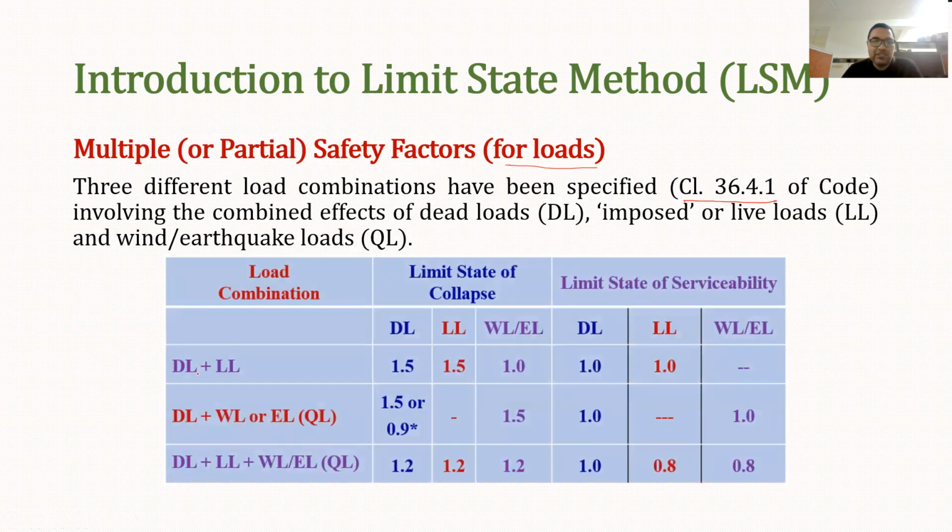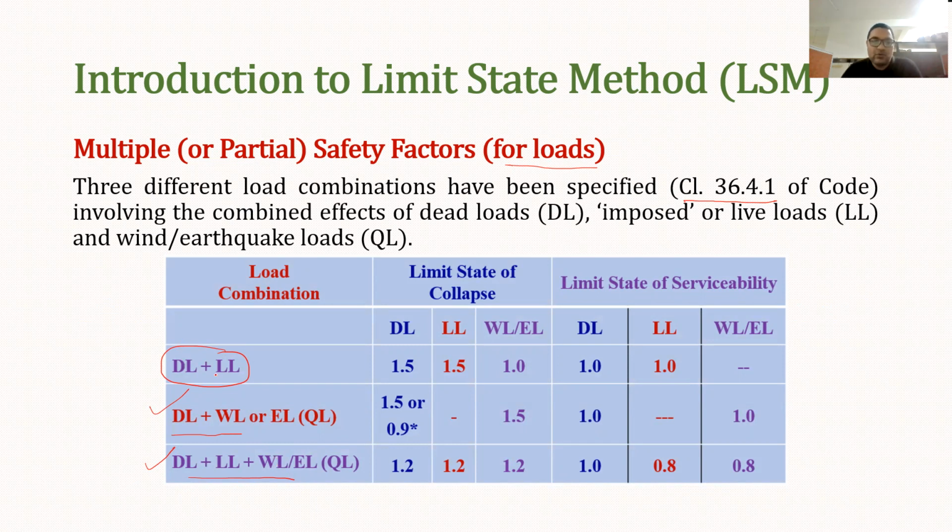In this, basically, for the types of load that generally occur on a building, the IS code has suggested three combinations. One is the combination of dead load and live load, which may occur on the building. Similarly, the second combination is dead load plus wind load, or dead load plus earthquake load. And the third combination is dead load plus live load plus wind load or earthquake load.